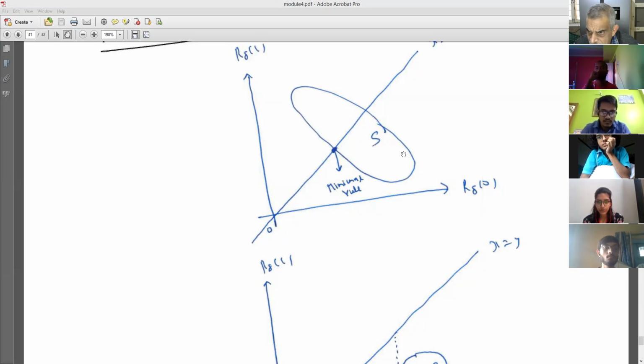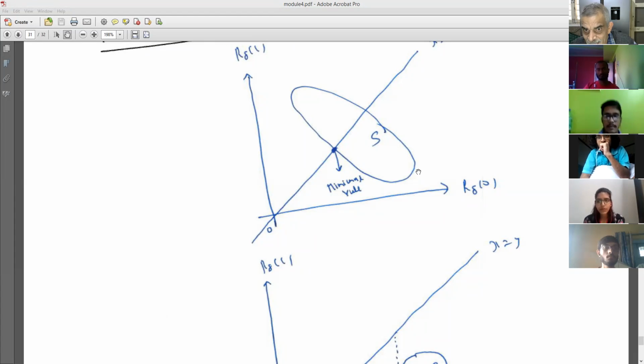What I have to minimize is the maximum of the risk. The maximum of risk is the maximum of R delta 0 or R delta 1. So first I draw the line x equal to y. Then I look at all the estimators whose risk lies on the side where x is greater than or equal to y. What is the maximum risk here? It is R delta naught, the x-axis only, right?